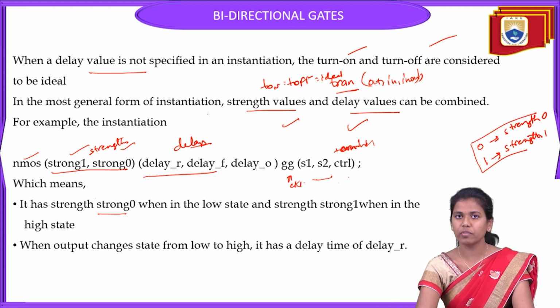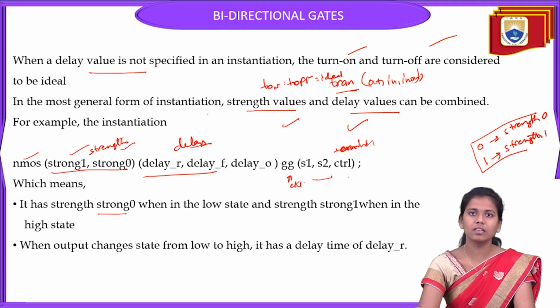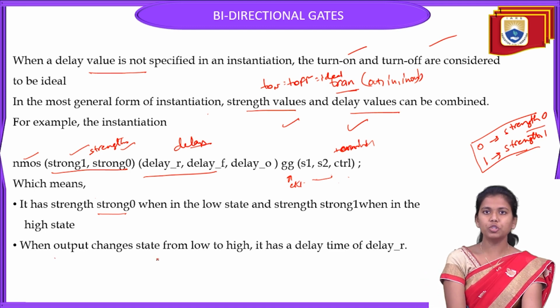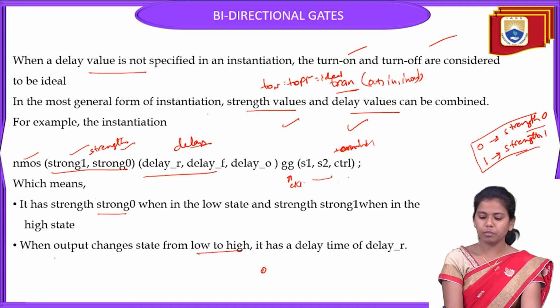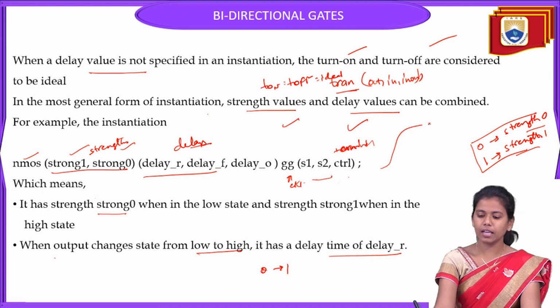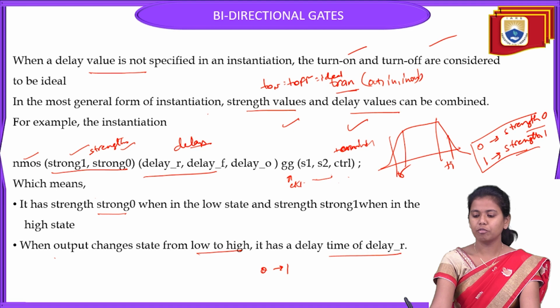Okay, this is regarding the strength of the signal. When the signal is in the high state, then obviously the strength of that particular signal is strong 1. When the signal is in the low state, then obviously the strength of that low signal is strong 0. Okay, so when the output changes from low to high, that means from 0 to 1, it has a delay time of delay R. Obviously, this is a rise time, isn't it? This is a fall time.